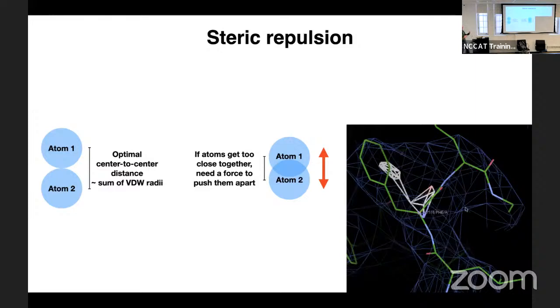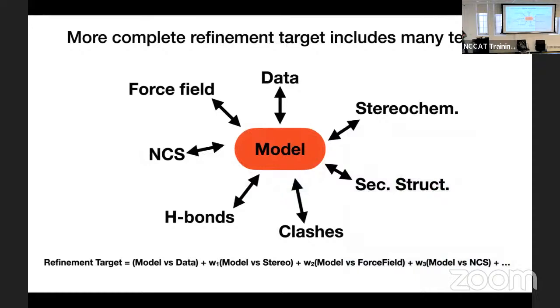Okay, and then more chemical restraints, right? We know that atoms shouldn't overlap unless they're bonded with each other. So in the refinement process, we can essentially treat atoms as little bumpers, right? If they get too close together, we can have repulsive forces pushing these atoms back apart and trying to prevent these overlaps. And so that's another restraint we can bring into the refinement process.